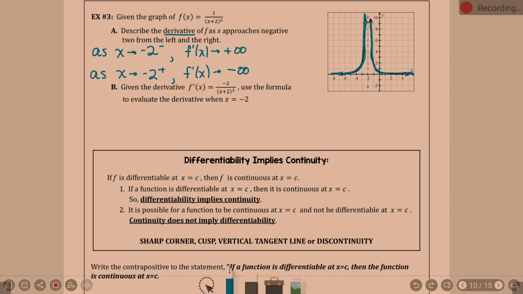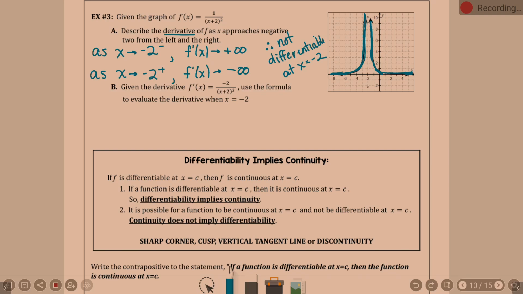Okay, now, right there, because the derivative on the left does not match the derivative on the right, I'm going to say, therefore, this function is not differentiable at x equals negative 2. Okay? That's what that first part A tells me. So part A was based on the graph.